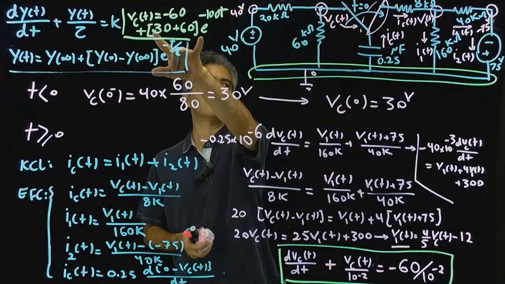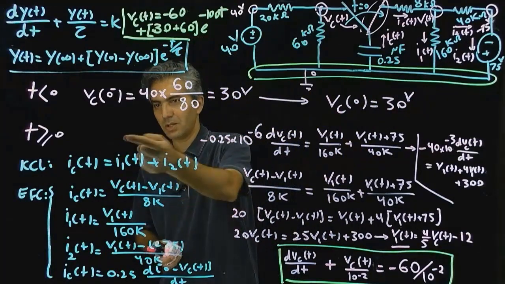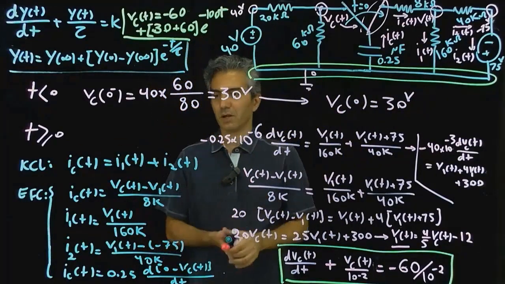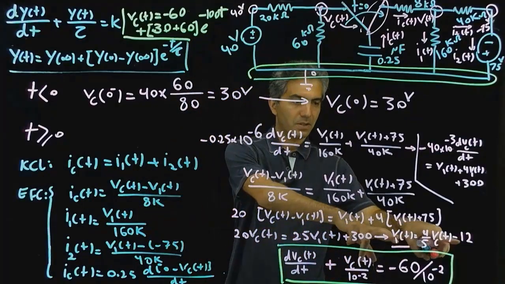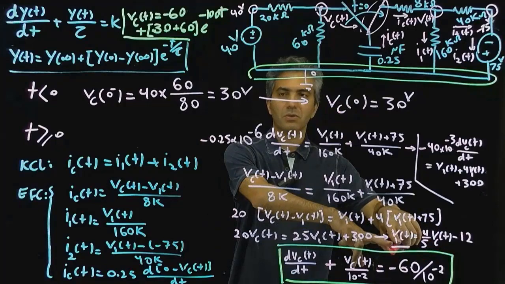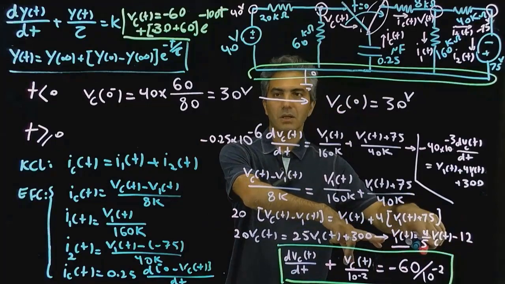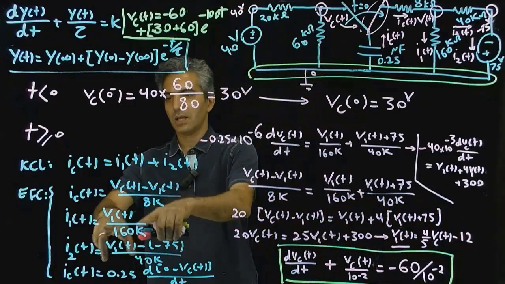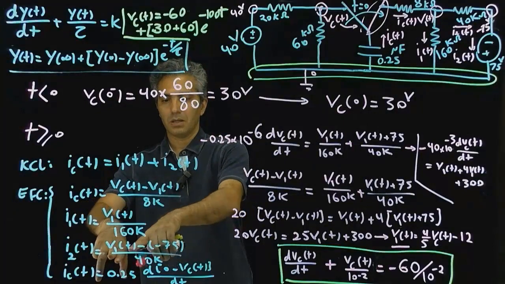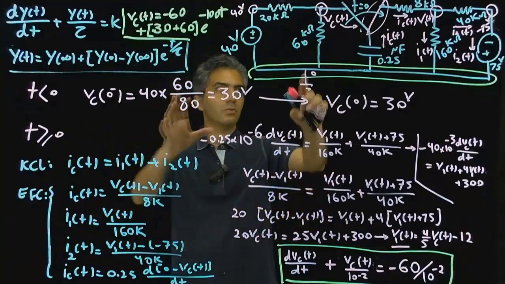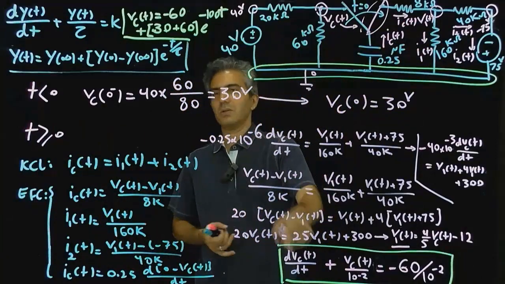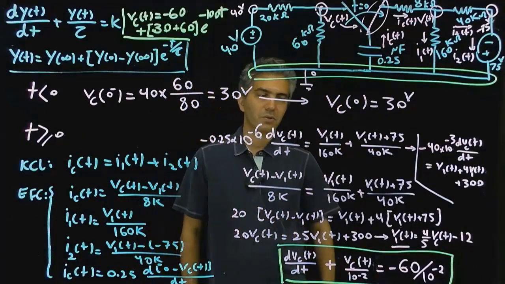Now, once you have VCT, you can put it back into any of these equations and calculate anything else. For example, from VCT, we already have this equation. You put VCT in this equation, you get V1t immediately, right? And then you have V1t, you put it in that equation, you get I1t, you put it in this equation, you get I2t. So with this, you quickly get everything once you have solved that differential equation.